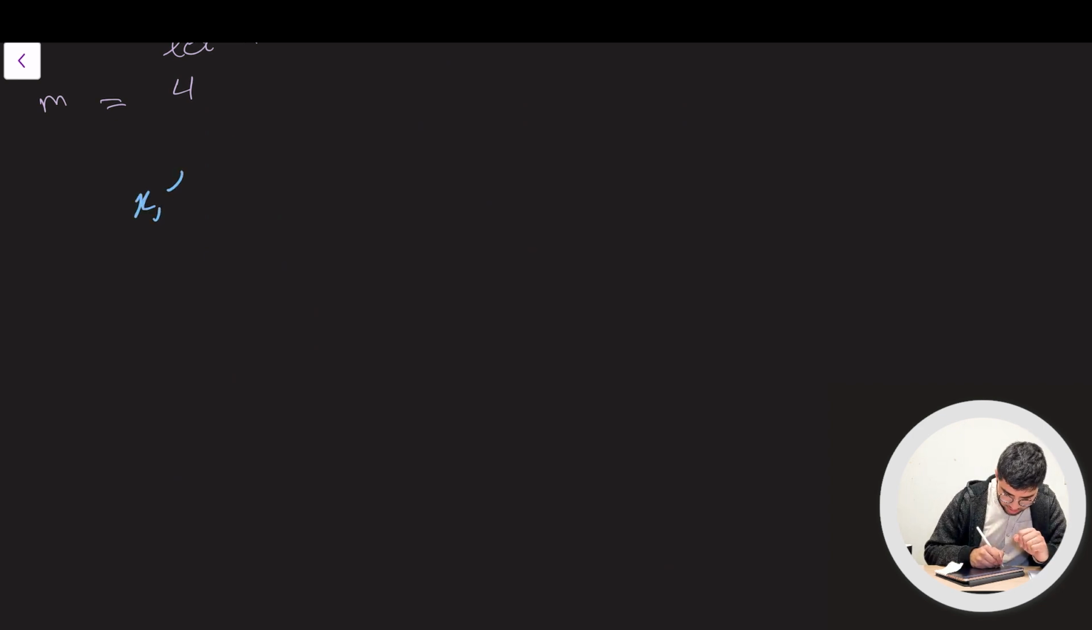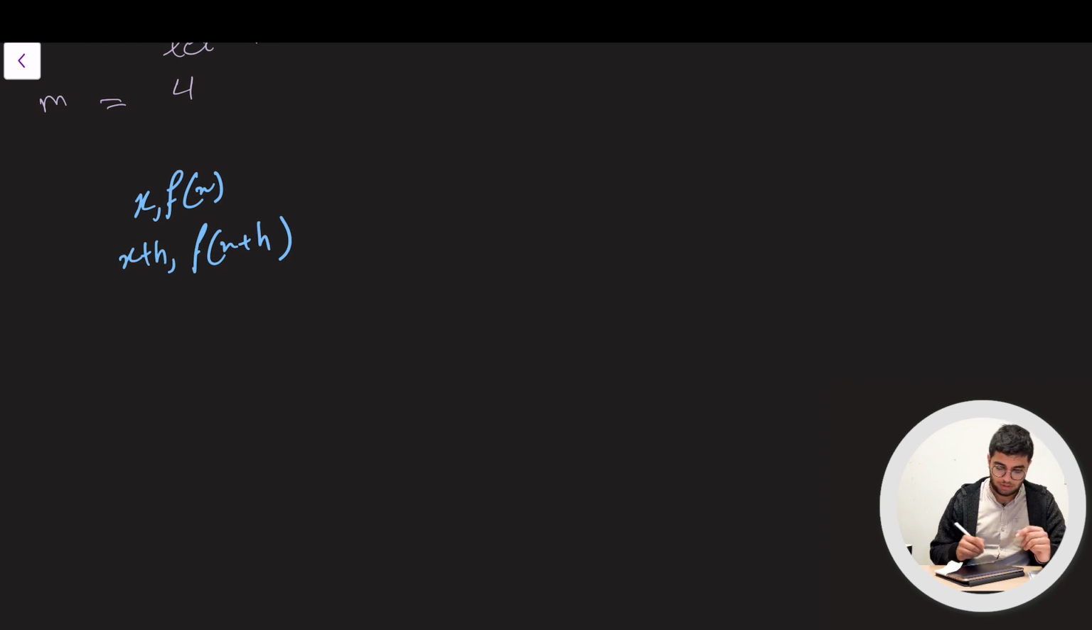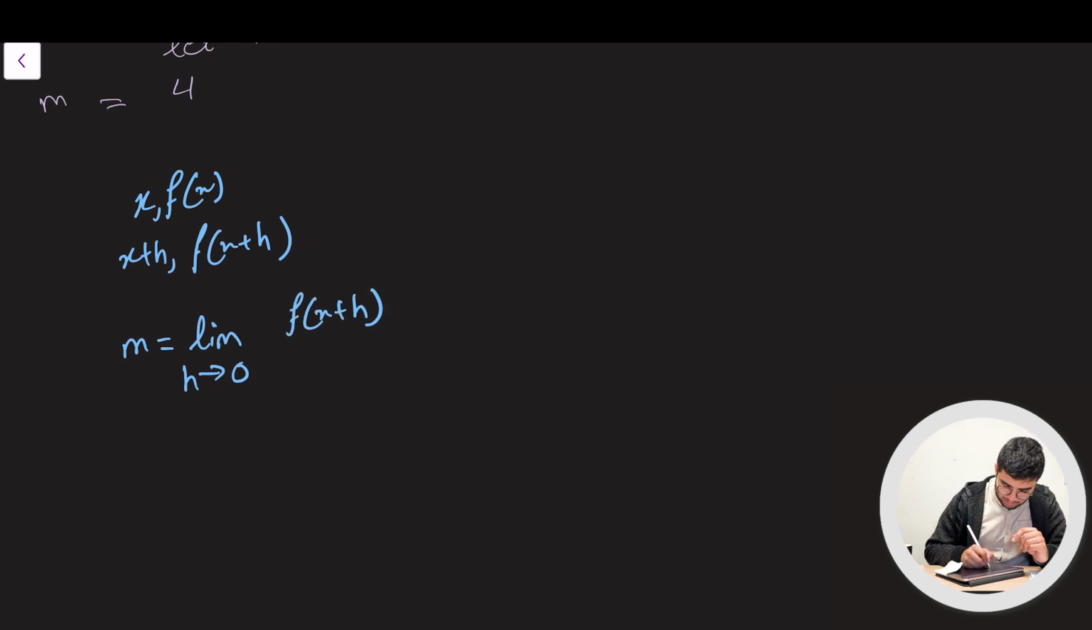So we have (x, f of x), and then (x plus h, f of x plus h). Again, m is equal to the limit as h approaches 0 of f of x plus h, take f of x, over x plus h, take x. Again, the x's cancel out, and you're left with this.